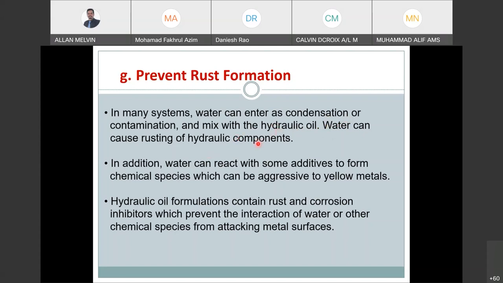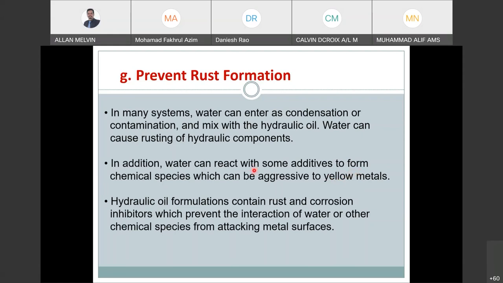Okay, so in addition, water can react with some additive to form chemical species, which can be aggressive to yellow metal. The yellow metal normally we call brass. B-R-A-S-S. Okay. Brass. Okay, so it can be like a metal, like bronze. Okay, bronze, we call it as a yellow metal also. Which can be alloy. Okay, we call it as alloy. So I think you are familiar with all this term.